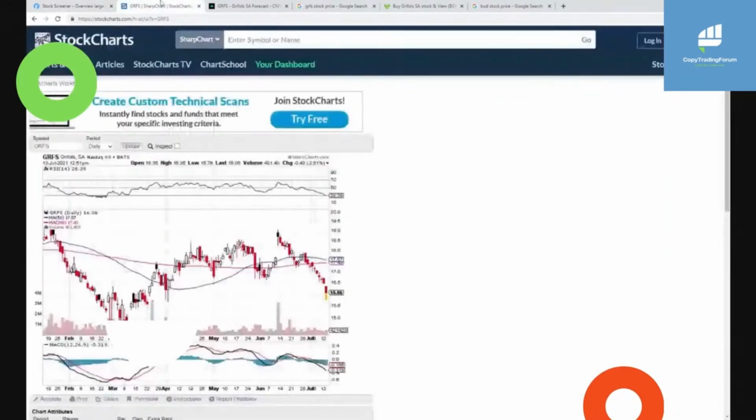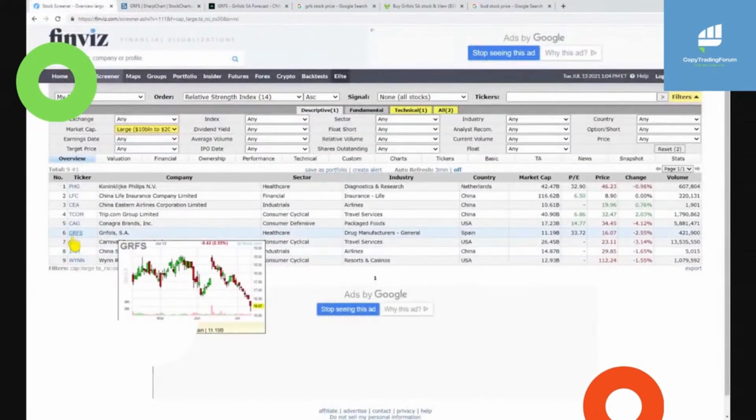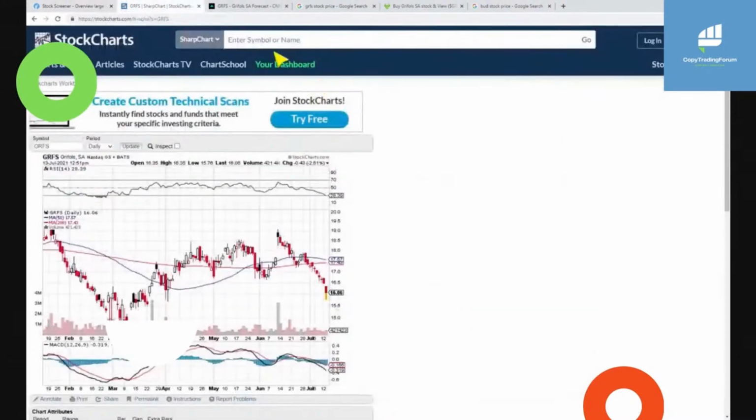So we go to stockcharts.com and you just put in the ticker name. The ticker name is just the short name for the stock. It's GRFS. Then you can search the stock charts and you can see that this stock is down to 28.39, which is below the 30 line, which is perfect for us.